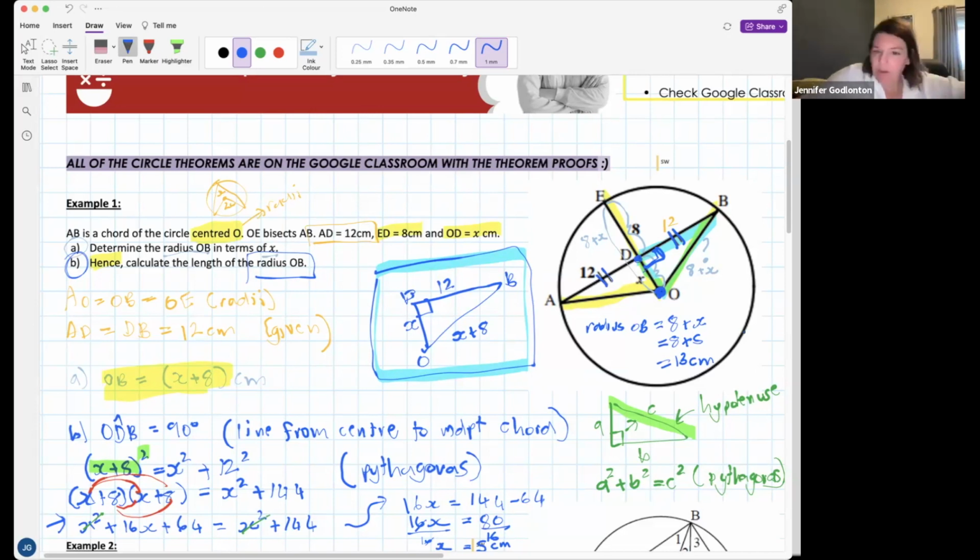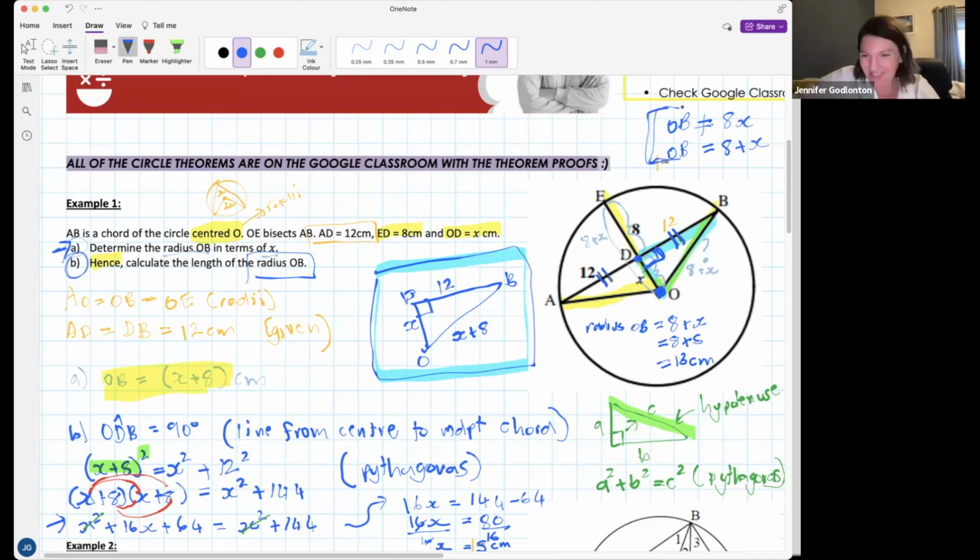Okay, that's a great question. So the question was, why is OB, so this is all the way back in this beginning question over here, why is OB not equal to 8x? Why was it equal to x plus 8? Can anyone tell me why? Does someone feel brave enough to explain why it's equal to x plus 8 and not 8x? No brave souls today. There we go.